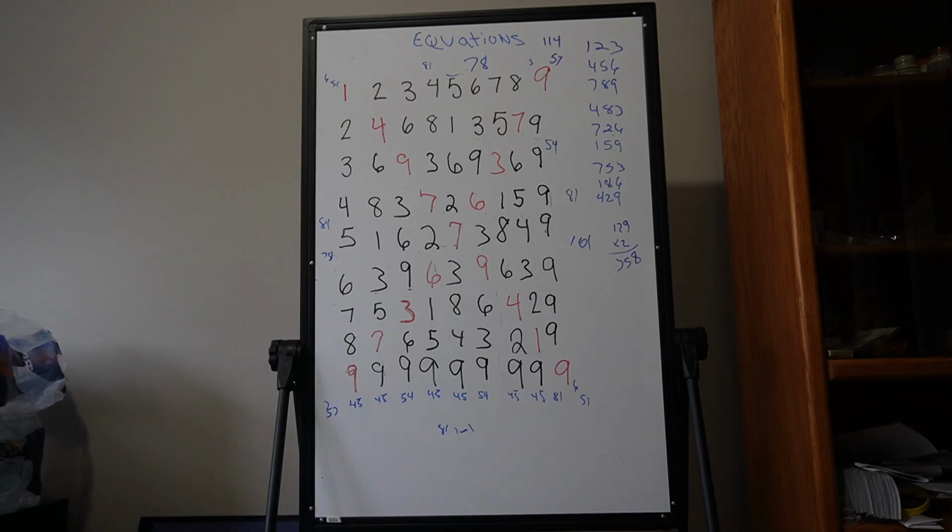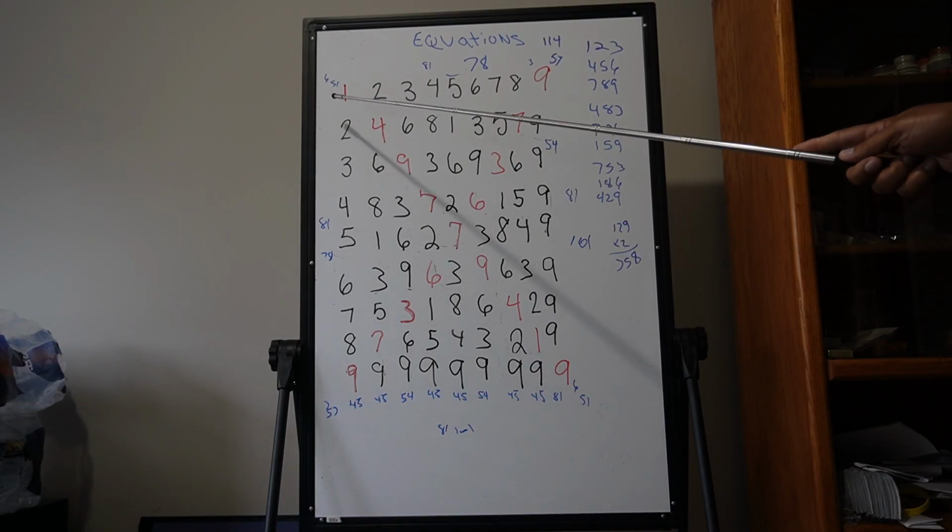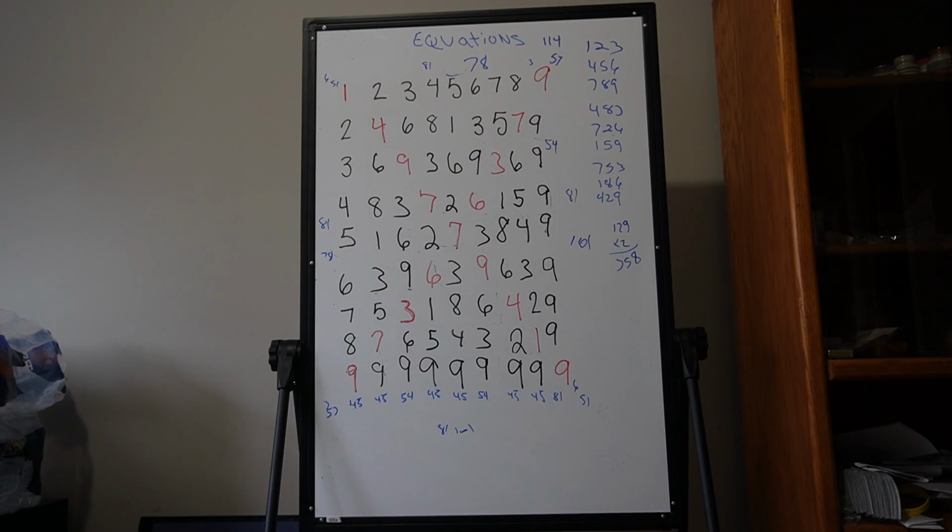Follow me here. 1 times 1 is 1. 2 times 2 is 4. 3 times 3 is 9. 4 times 4 is 16. You break it down, that's 7. 5 times 5 is 25. You break that down, it's 7. 6 times 6 is 36. You break it down, that's 9. 7 times 7 is 49. You break that down, that's 4. 8 times 8, 64. You break that down, that's 9. 9 times 9, and you keep going.